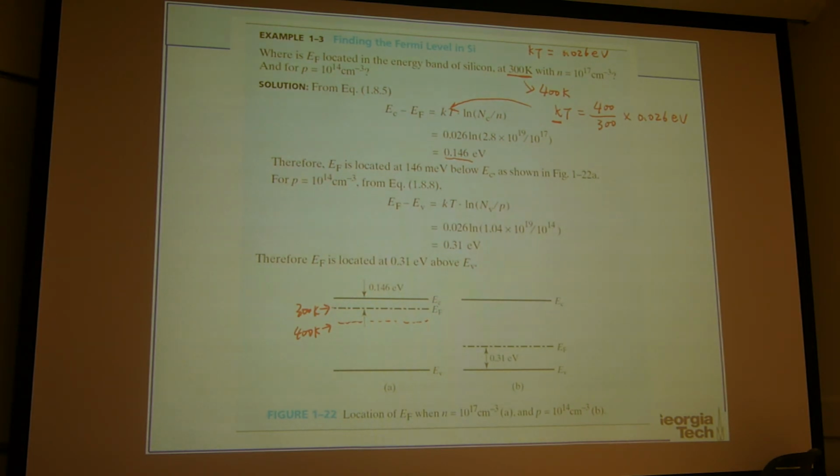So if you're below the middle, you go up. Yeah, if it's P-type doping, below the middle point, you merge to the middle. Yeah. All right. So just more discussions here.